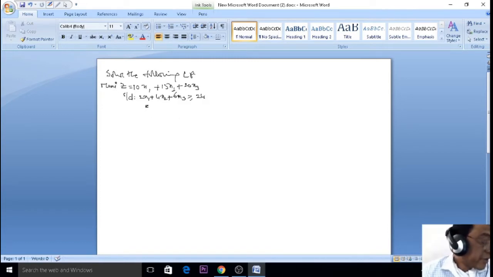Next equation, 3x1 plus 9x2 plus 6x3 greater than or equal to 30. So that is, x1, x2, x3 greater than or equal to 0.